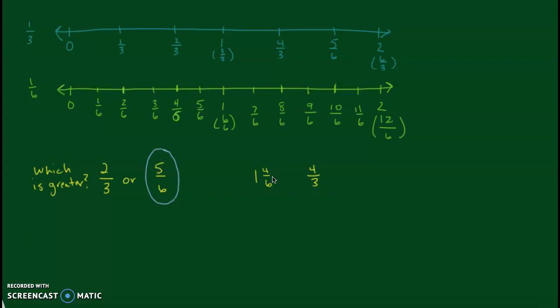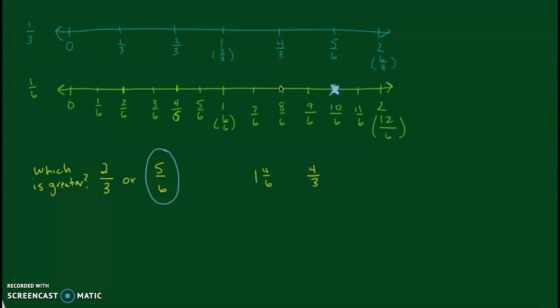Okay, here's our second set of numbers. We have 1 4/6 and 4/3. Now 1 4/6 isn't written on the sixth part, but we can figure that out by going to our whole number 1 and counting over 4/6. So 1, 2, 3, 4. I don't know if you can see that X very well. Make it darker. So 1 4/6 is the same as 10/6.